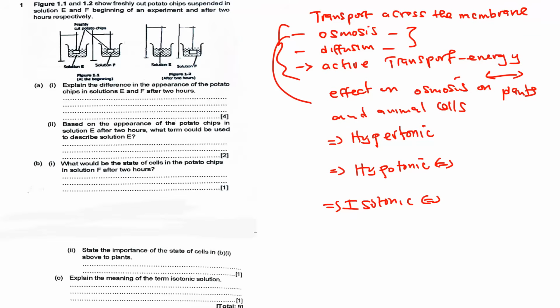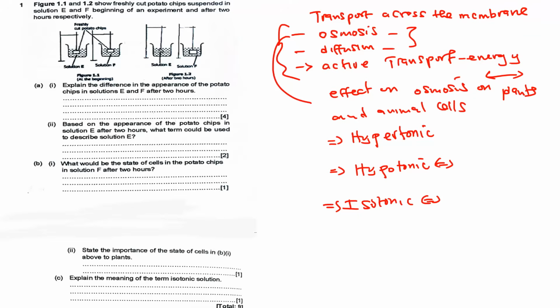So a potato chip is a plant cell, or it contains plant cells. Everything that we are going to discuss here should be centered around what happened to the plant cell when it is put in different solutions, of which we don't know. We are yet to establish that. I guess you are able to see my diagrams.